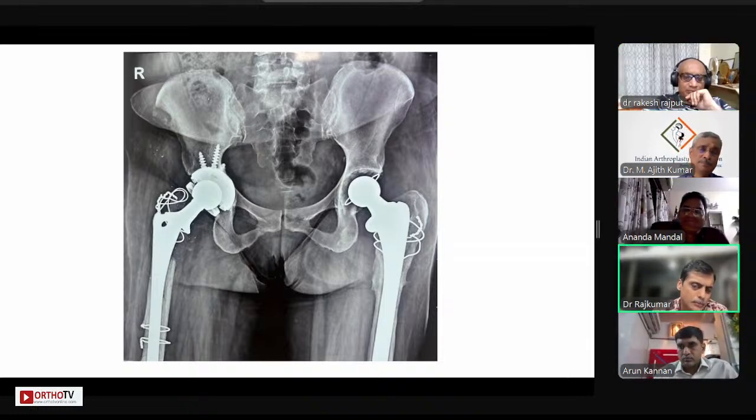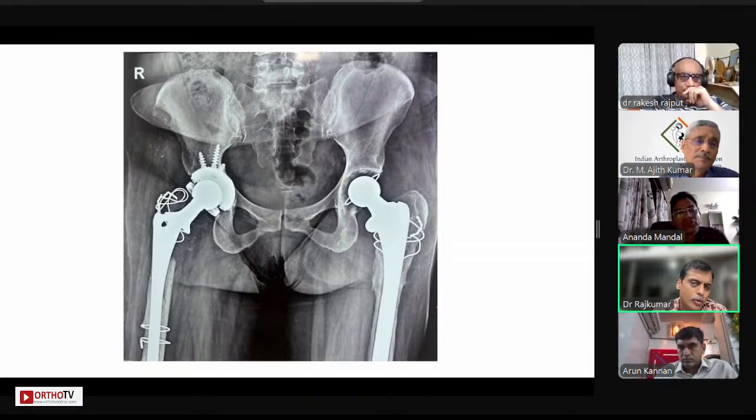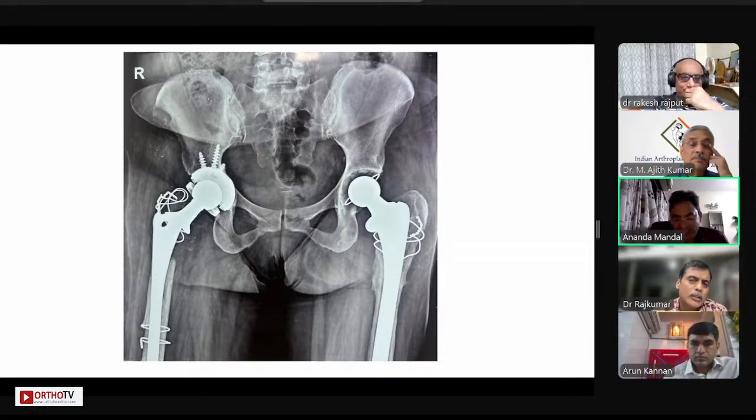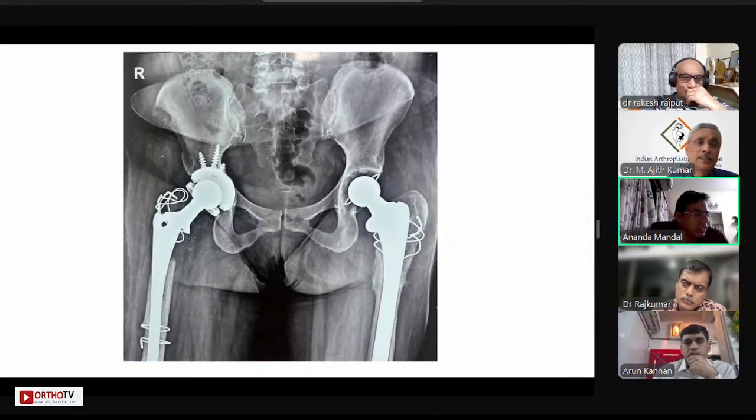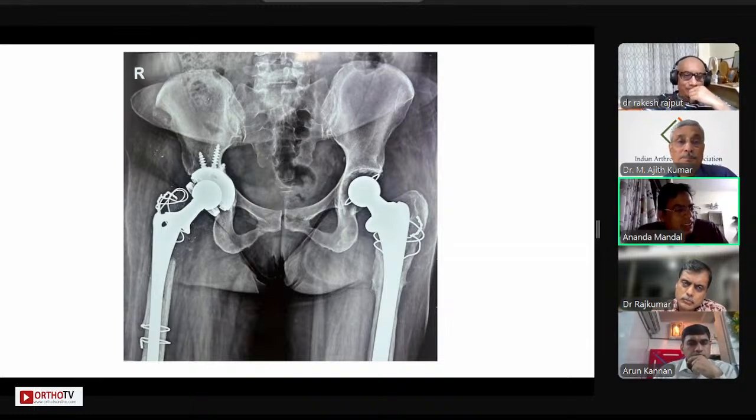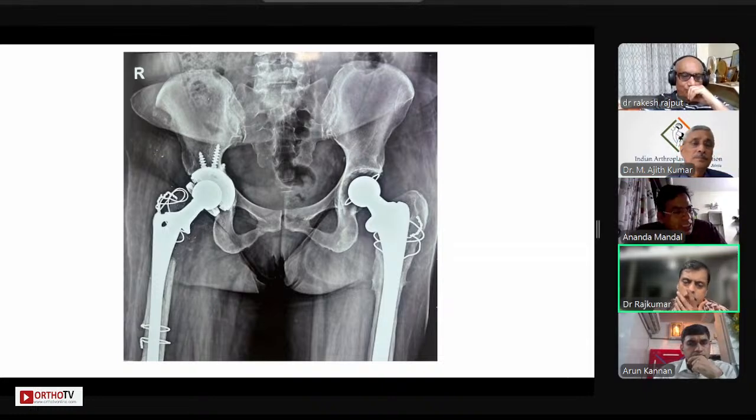First of all, the constrained liner was used for deficiency of the abductors, is it? Yes. Why didn't you think about dual mobility? Actually, dual mobility cannot be used in our setup. The government has not supplied it in our setup. Okay, no problem. I have done it almost. The patient was admitted for 3 to 4 months there.